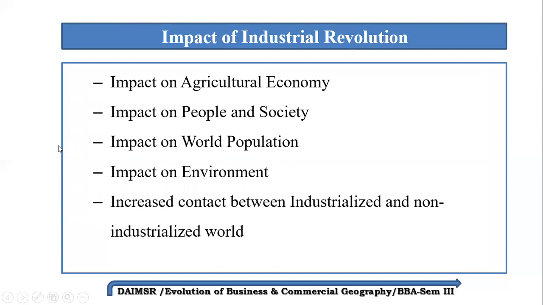So basically, first impact on agriculture economy. The impact of Industrial Revolution was significant on agriculture. Britain's economy came to be dominated by the industrial sector rather than the agriculture sector, whose share in the GDP declined. So major impact was there on agriculture economy. Industrial revolution led to emergence of Britain as a top ranking industrial economy.